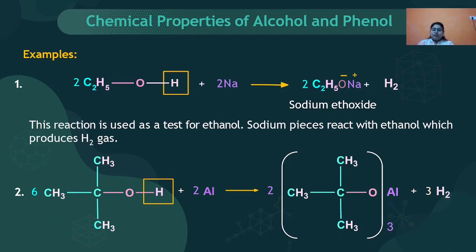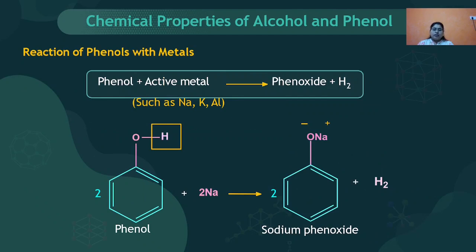Then there's another example where an organic compound is treated with 2 moles of aluminium. Aluminium replaces the hydrogen there and gives you a different kind of product. So this is how the reaction of organic compounds, that is the alcohols, with active metals takes place. Next one. So far we have discussed the reaction of alcohols with active metals.